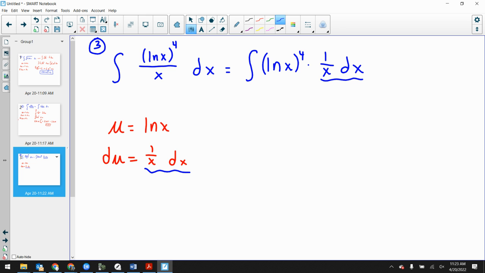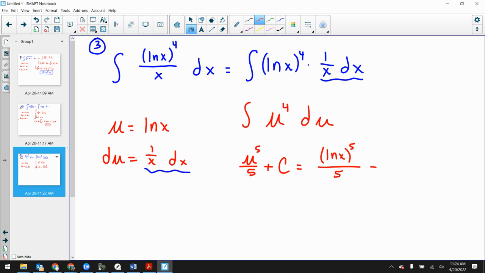So this is actually going to turn out to be the integral of u to the fourth du. It's kind of nice. Okay, so we say u to the fifth over 5 plus c, which turns into ln of x to the fifth over 5 plus c.